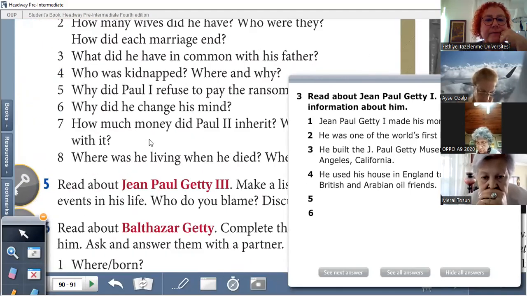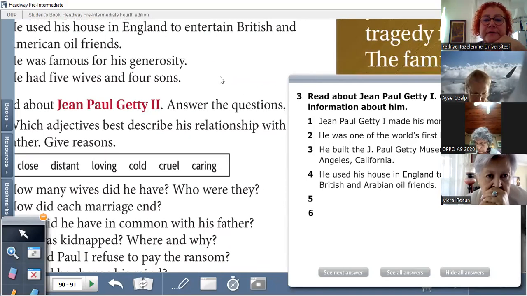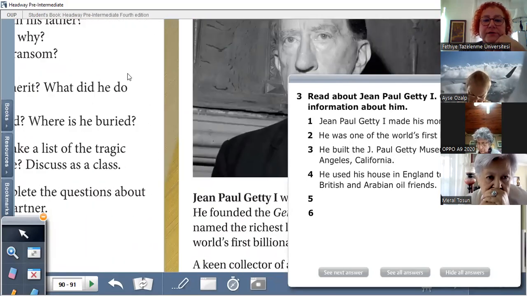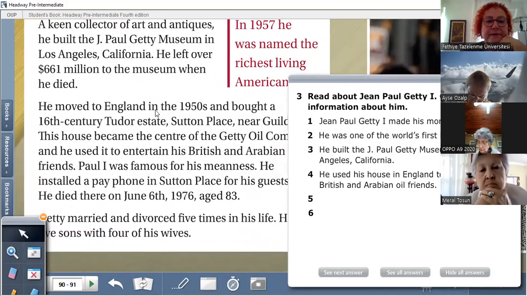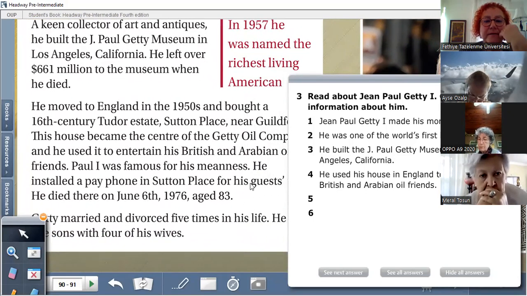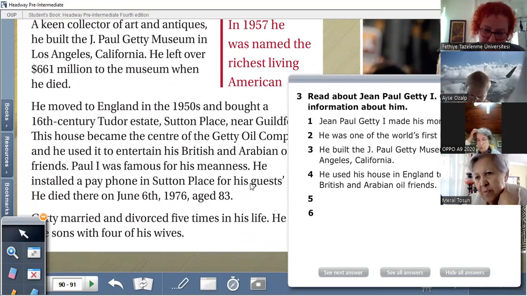And then he was famous for his generosity. Generosity. What does it mean? If you are generous, that means you like spending your money or sharing your money with others. If you are a generous person.